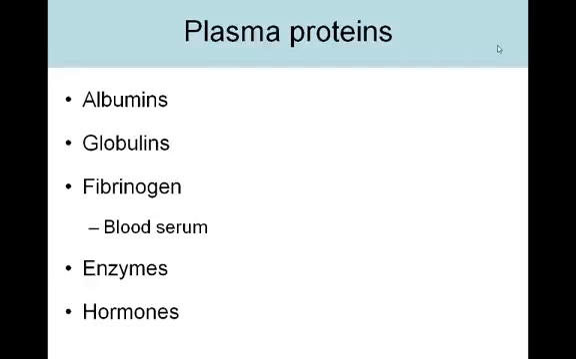Okay, so hopefully you've finished your review on proteins, and now I'm going to talk about plasma proteins, which are the proteins that we find in the blood plasma. The majority of the proteins that we find in plasma are albumins. And we're going to talk about these more later in the semester. These proteins are very important for water balance, actually. So they help to regulate how much fluid is in your blood versus out of your blood. So they're very important.